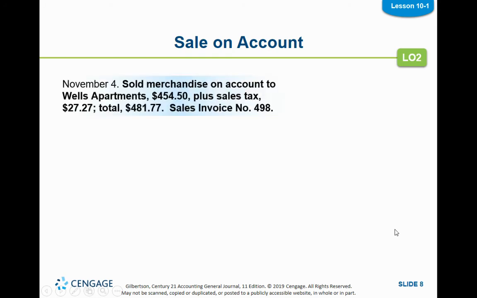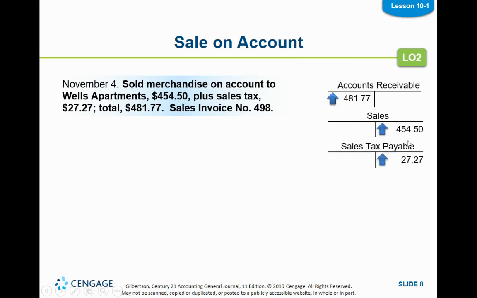So when we do a sale on account, this transaction says sold merchandise on account to Wells Apartments plus sales tax, and they're using a sales invoice amount. So it's a sale on account. Accounts receivable goes up for the total because they owe you the amount of the sale plus the sales tax. Sales goes up for the amount of the sale. Sales tax payable goes up with a credit for the amount of the tax.